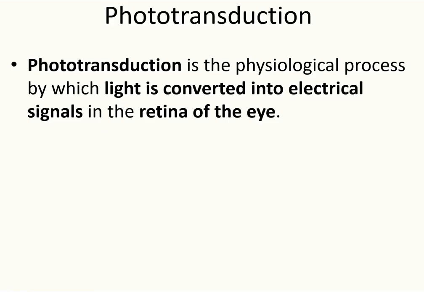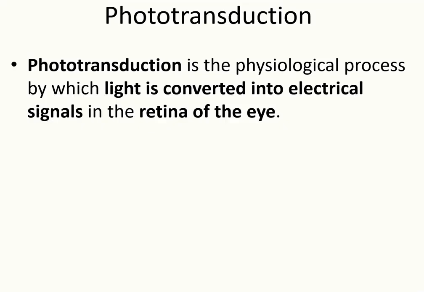In this video, we learn about phototransduction. Phototransduction is a physiological process by which light is converted into electrical signals in the retina of the eye. For phototransduction, we need photoreceptors, that is your rods and cones present in the retina.